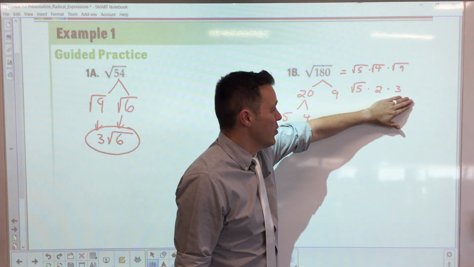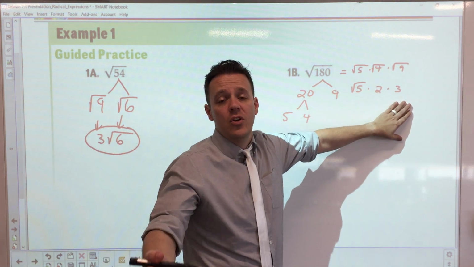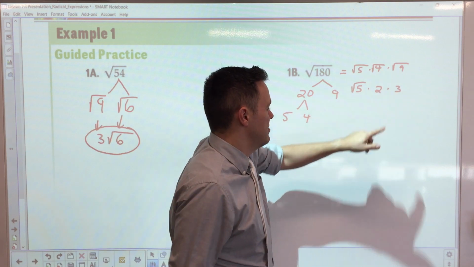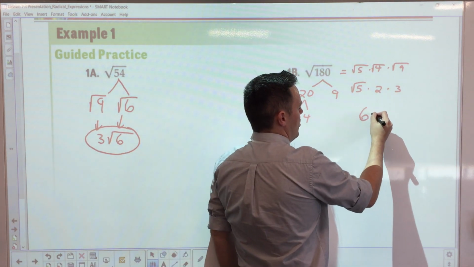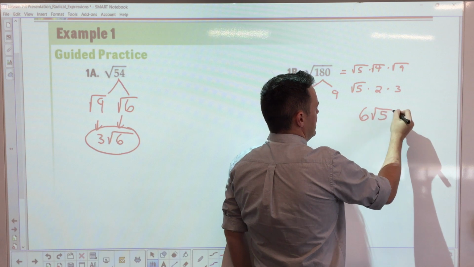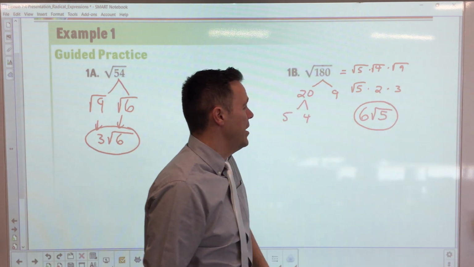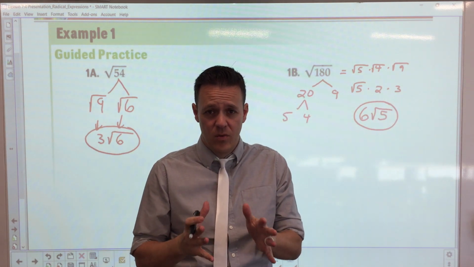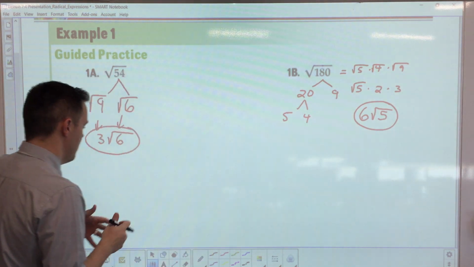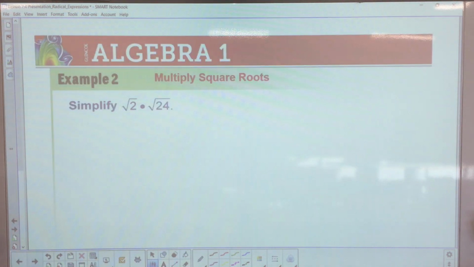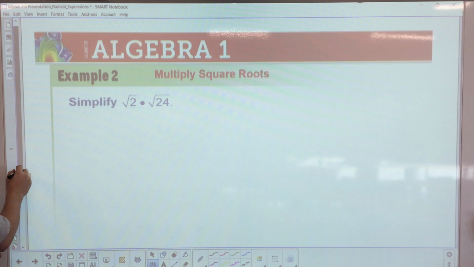Now, would we leave it written like this? No, you wouldn't. You would want to multiply them, 3 times 2, and we always put it on the left like this. There's your answer. Okay, hopefully you guys are still following and tracking with me on how we're doing this. Remember, we're always looking for perfect squares. All right, on this one, it's the same philosophy.